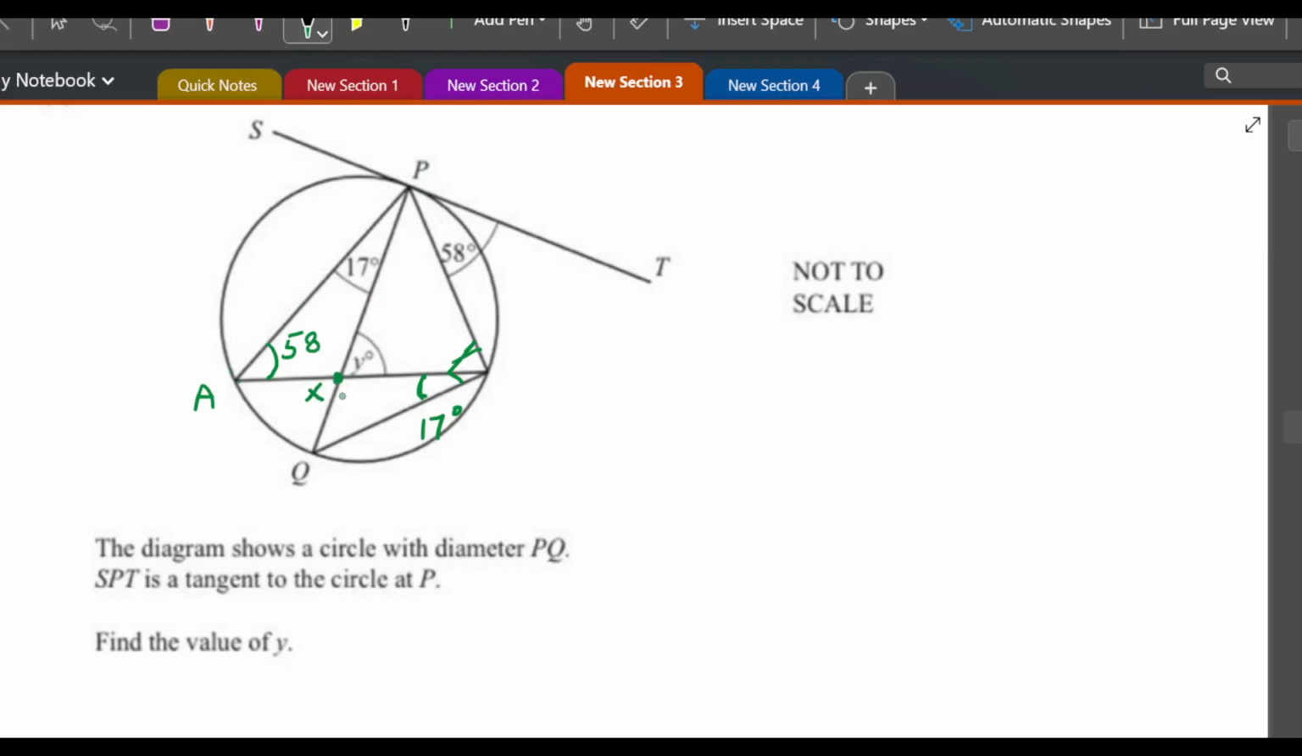In triangle APX, you can see this y angle is exterior angle. So exterior angle y is going to be equal to sum of remote interior angles, which is 58 plus 17. Or you can use the property that the sum of angles of a triangle is 180. You find this angle, and then this plus this.